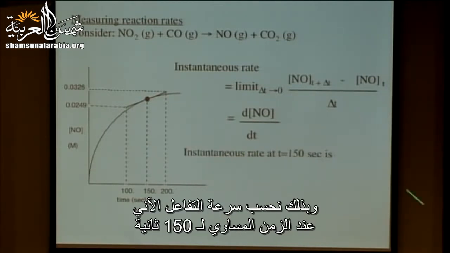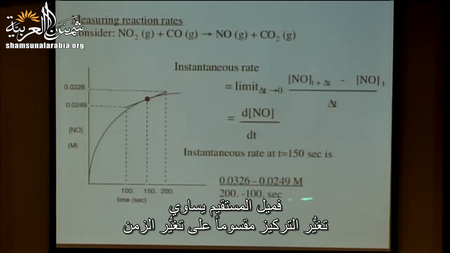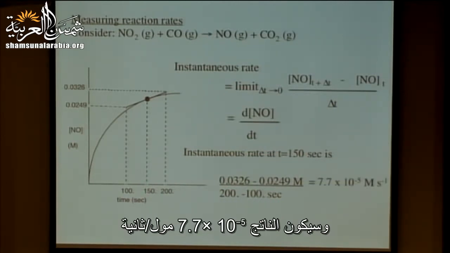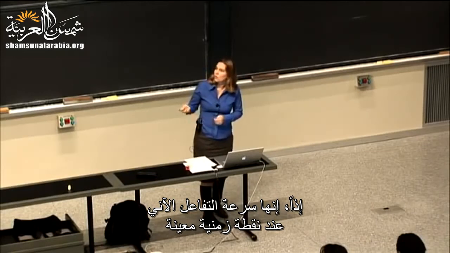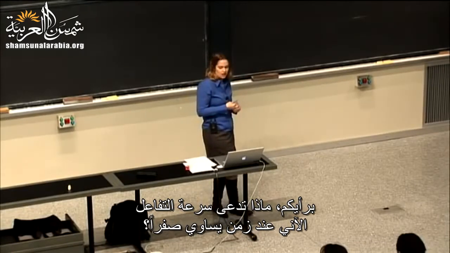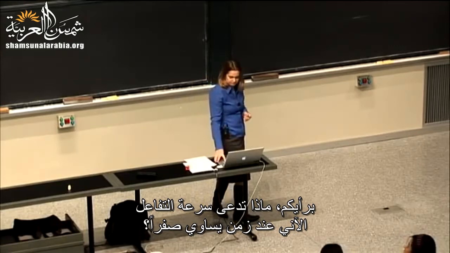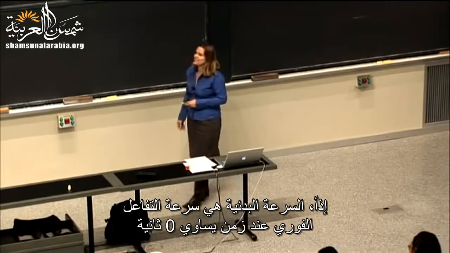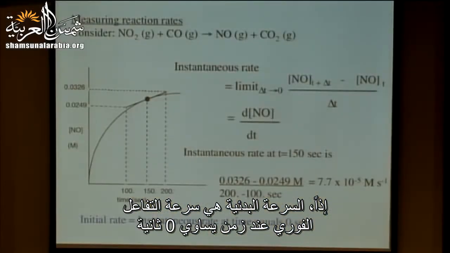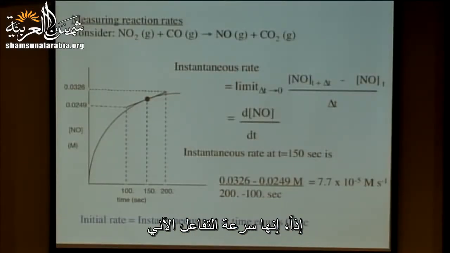And here we find that the instantaneous rate at time equals 150 seconds, the slope of the line, the change in concentration over change in time, gives you 7.7 times 10 to the minus 5 molar per second. So that's an instantaneous rate at a particular time. What do you think the instantaneous rate is called at time equals 0? Any guess? Initial rate. Yeah. So initial rate, instantaneous rate at time equals 0 seconds. So that's instantaneous rate.